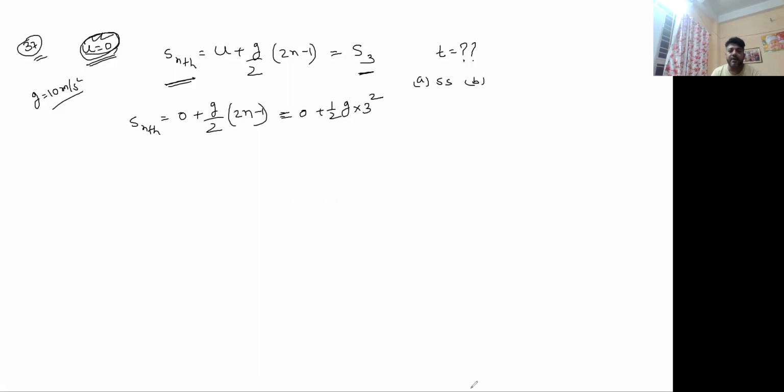Yes, sir. Half g t square, first 3 seconds, it is mentioned, so I can write t equals 3. Now I can cancel this g by 2. So whatever be the value of g, it doesn't matter. 2n minus 1 is equal to 9. 2n is equal to 10, n is equal to 5 seconds. Done, everyone?